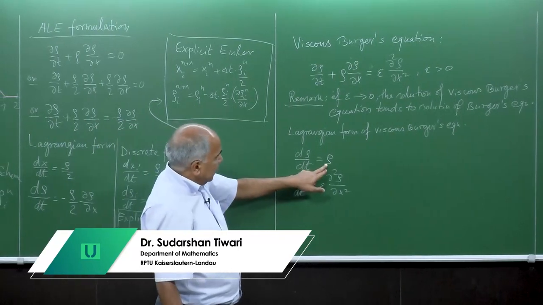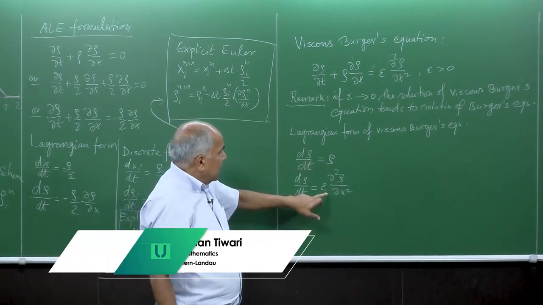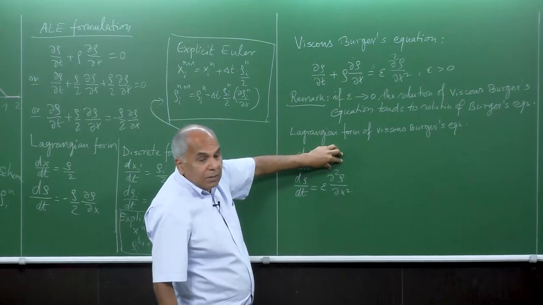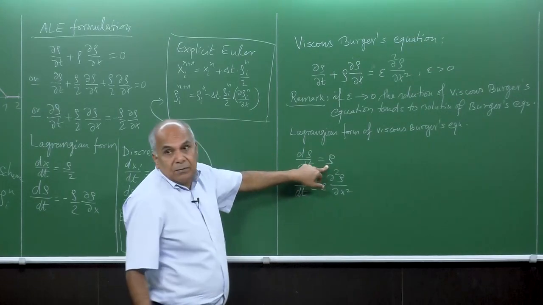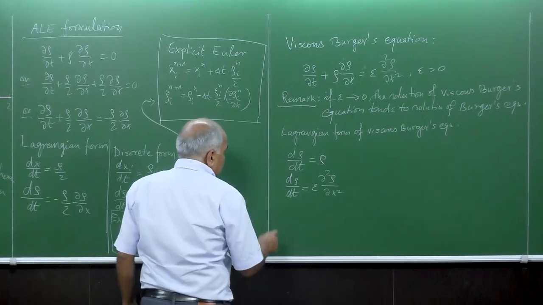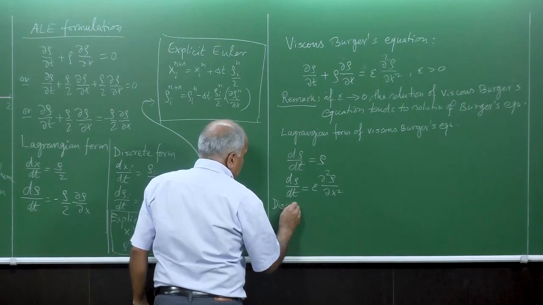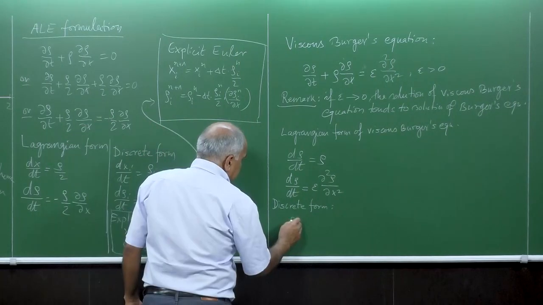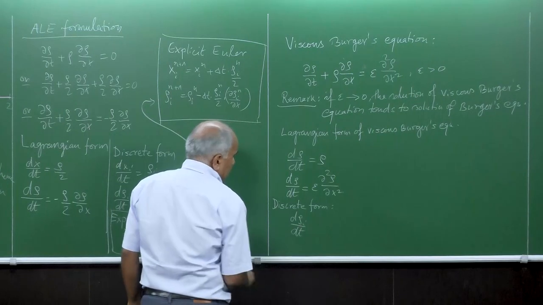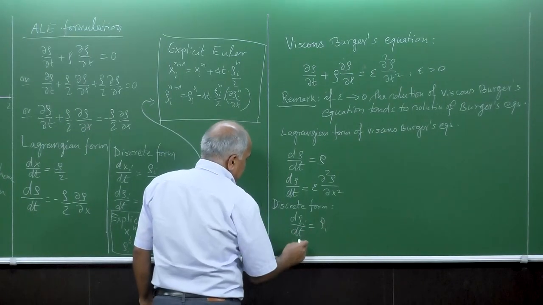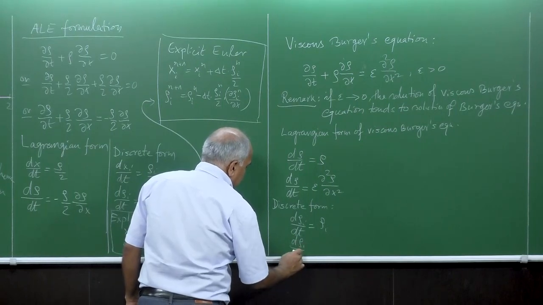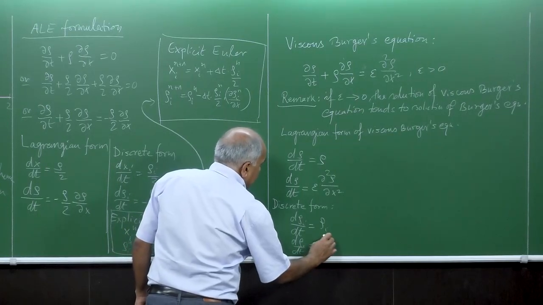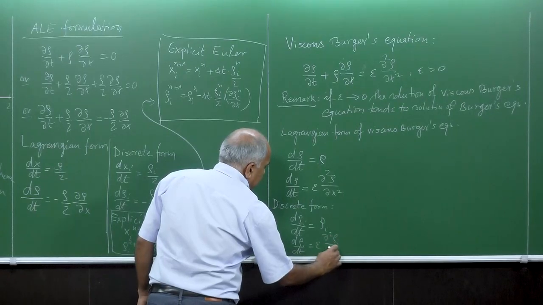You remember in the advection diffusion equation we had rho here and we had our d here, but in this case we had a, which was a constant velocity, and the epsilon here, but now instead of constant velocity we have here rho I. The discrete form is d rho I by dt, which is epsilon del 2 rho I by del x square.